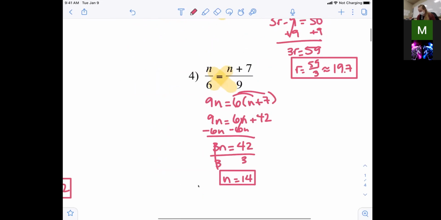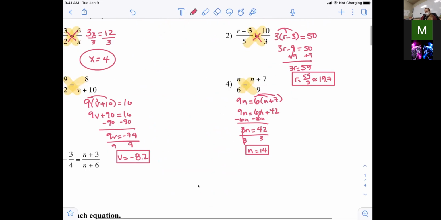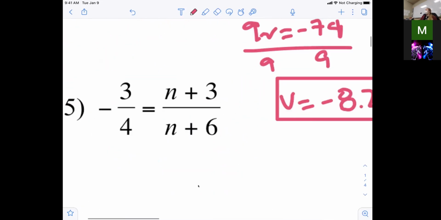Good, so we've had nice pretty answers, we've had ugly decimal answers. Now the last one, I'm not really even sure where to start. Negative 3/4 equals n plus 3 over n plus 6. How do I deal with that negative? We're gonna multiply in a second. Megan, what are you thinking? You only put it with one or the other. Does it matter which one you put it with?